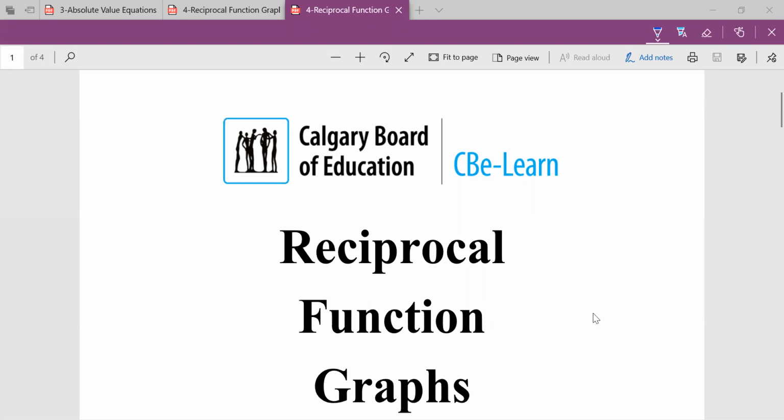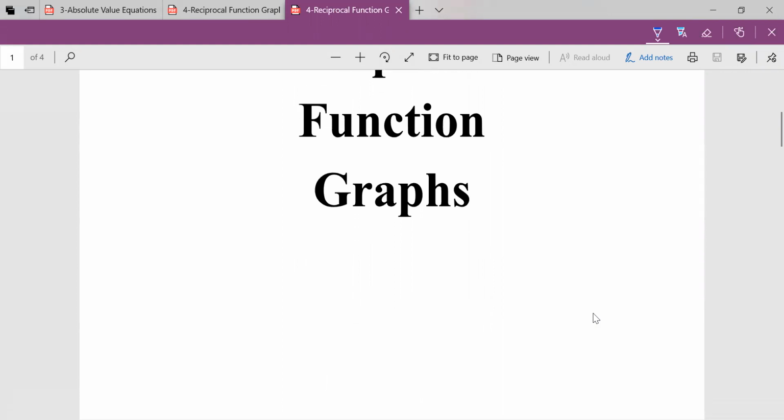What we're going to do in this lesson is look at something called a reciprocal function. All a reciprocal is this. Say I gave you 4. Well, the reciprocal of 4 is 1 over 4. Or if I gave you 2/3, the reciprocal of 2/3 is 3/2.